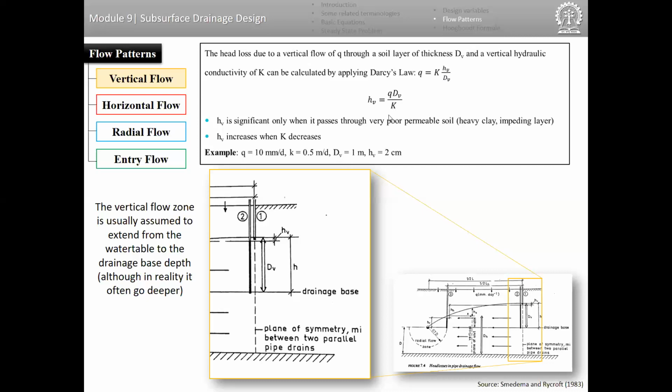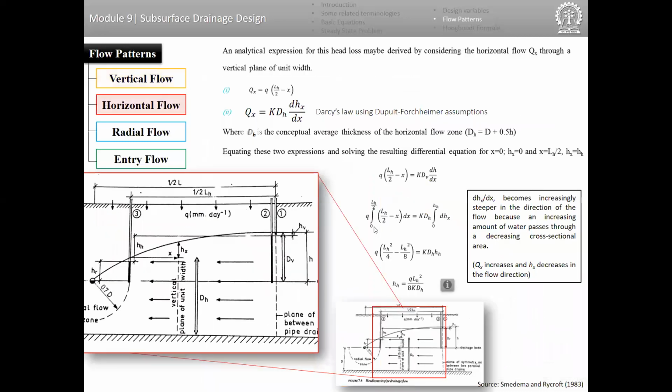Normally the head loss due to vertical flow is very small and significant only when the hydraulic conductivity is very small, or we can say when the flow is passing through very poorly permeable soil, for example, heavy clay or bedding layer. Only in that case is the head loss due to vertical flow bigger. Otherwise, it is smaller. So this is your vertical flow.